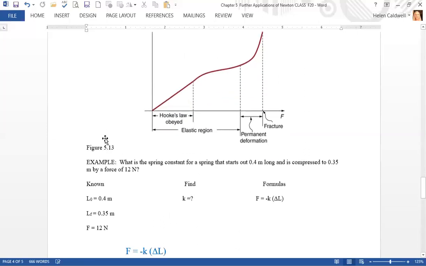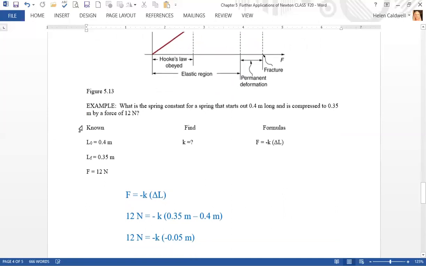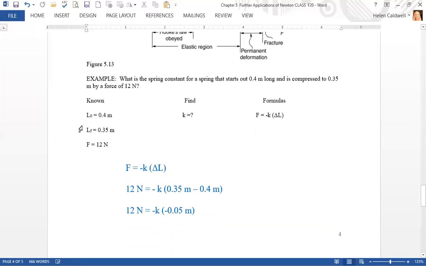Let's look at our example. What's the spring constant for a spring that starts out 0.4 meters long and is compressed to 0.35 meters by a force of 12 newtons? We know that L sub 0, the initial length, is 0.4 meters. We know that the final length, L sub f, is 0.35 meters. We know the force is 12 newtons. We want to find K.